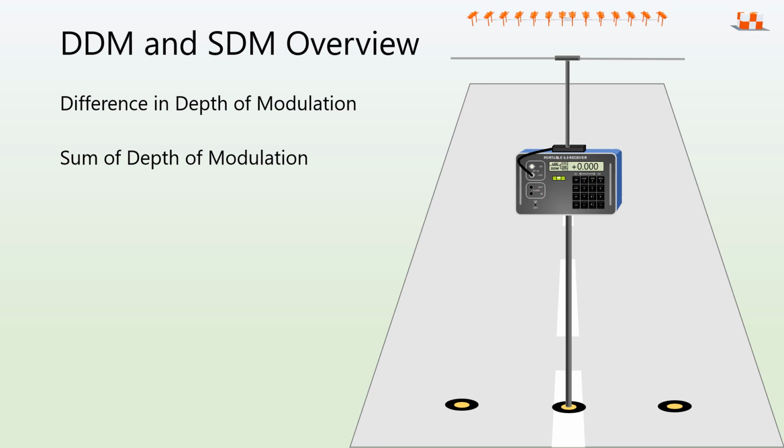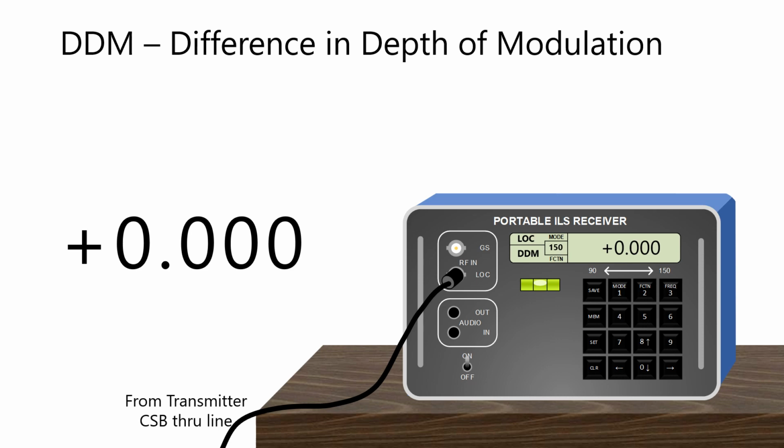At the transmitter CSB through line, it's most commonly set for 0.000 DDM as read on a PIR. Through effects of the localizer and glide slope antenna arrays in the far field, the difference in depth of modulation will change as you diverge from the center line or glide path, just like the course deviation indicator deflected in the previous lesson. Let's begin by discussing how DDM is shown and read on a PIR.